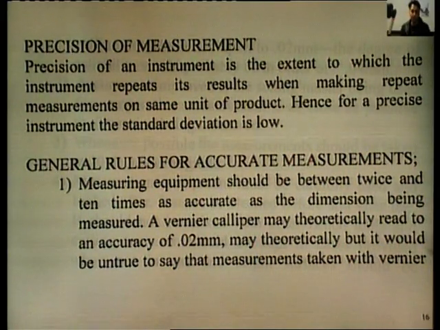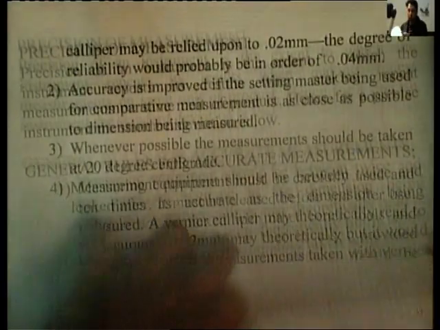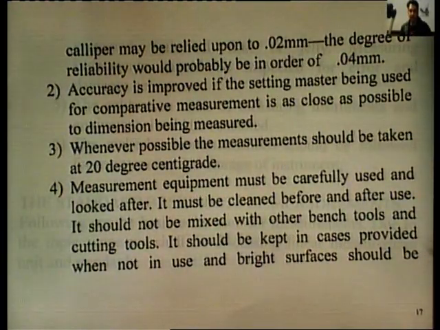Number 1, measuring equipment should be between twice and 10 times as accurate as the dimension being measured. A vernier caliper may theoretically read to an accuracy of 0.02 mm, but it would be untrue to say that measurements taken with a vernier caliper may be relied upon to 0.02 mm. The degree of reliability probably will be in the order of 0.04 mm.